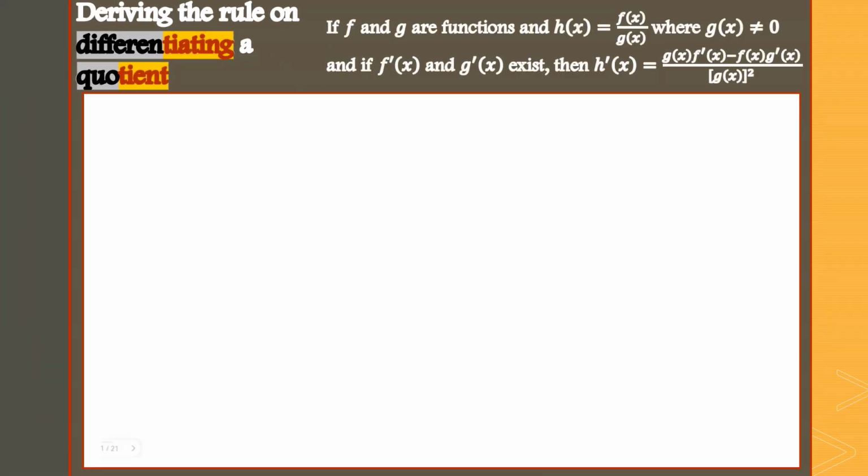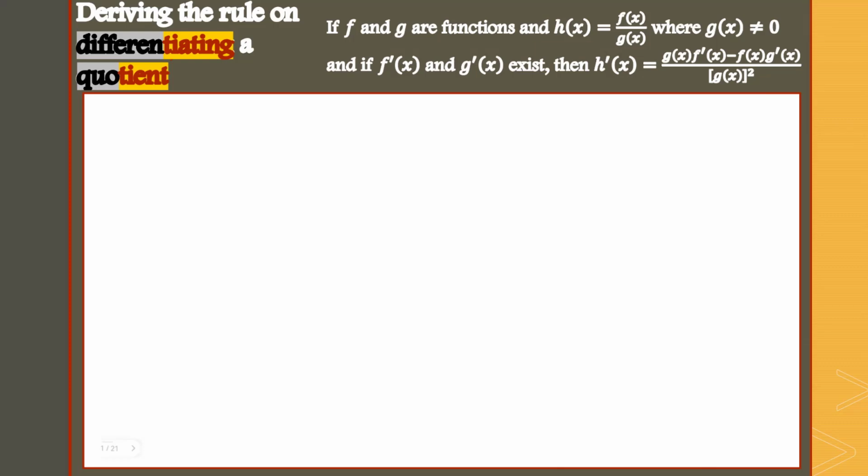For this video, we are going to show the property, or theorem, or rule about differentiating, or finding the derivative of a quotient of functions. Generally, it states like this: if f and g are functions, and let's say h of x is equal to the quotient of f of x and g of x, but g of x cannot be equal to 0, and if the first derivative of f of x and g of x exists, then the derivative of h of x is equal to this rational expression.